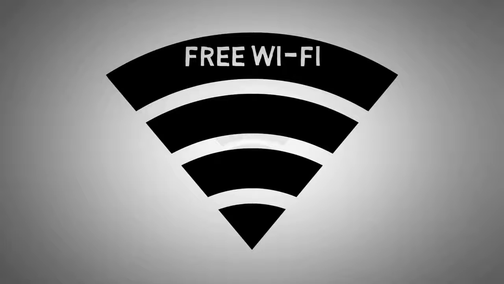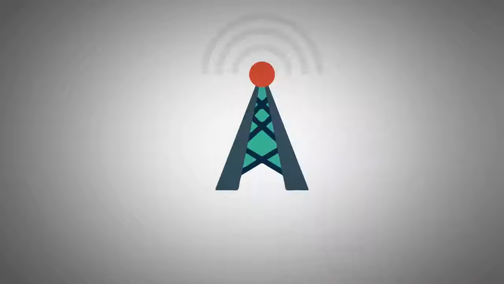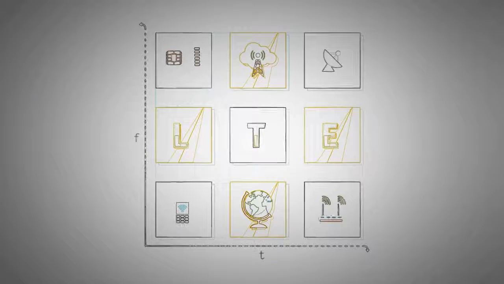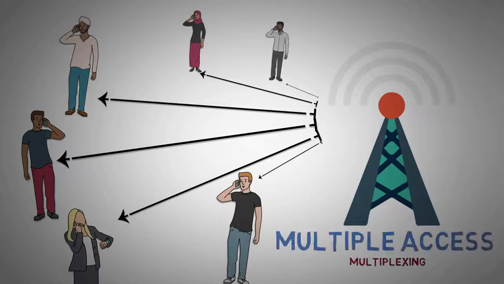All of us get excited when we see the symbol. But how does it work? Ever wondered how millions of subscribers are served by telecom operators simultaneously? Hi everyone. Welcome to the world of long-term evolution. Today we will show how multiple users access network using multiplexing.